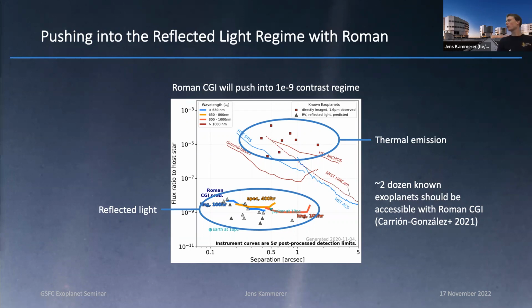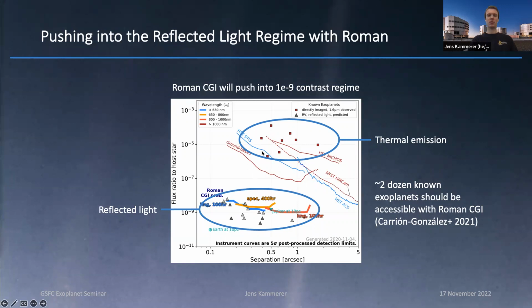There's a paper from one of my collaborators from Europe, Oscar Carrión-González, who has shown that about two dozen of the already known exoplanets should be detectable with Roman. There are a lot of gas giants among those, of course, but also some sub-Neptunes, and I think even one super-Earth, one very nearby super-Earth, which could in principle be observed with Roman in reflected light.